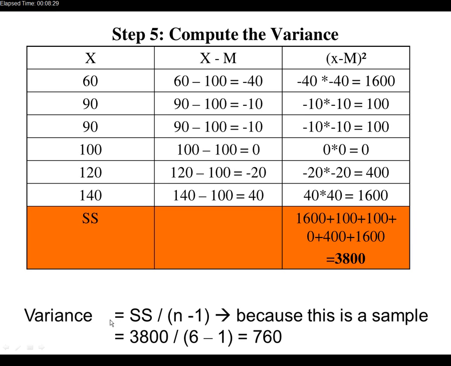We're going to figure the variance, which equals the sum of squares divided by n minus 1. You tell me why we're using n minus 1. Because it's a sample, not a population. What do we do with a population? That's right. We use n instead of n minus 1. So 3800 divided by 5 equals 760.